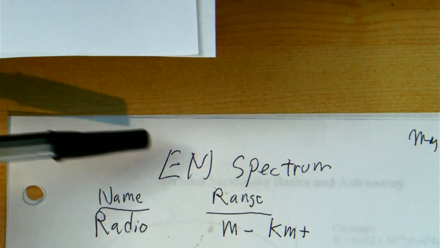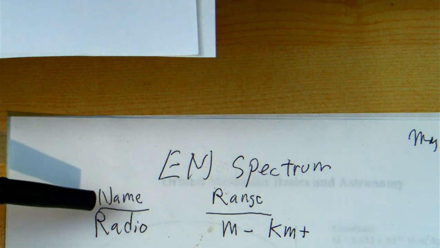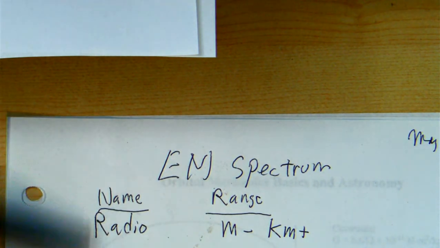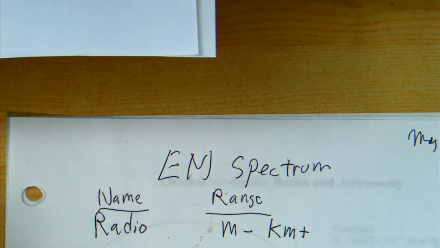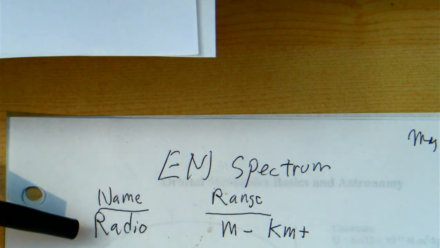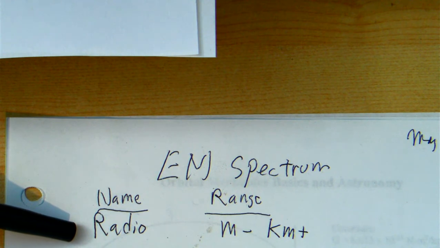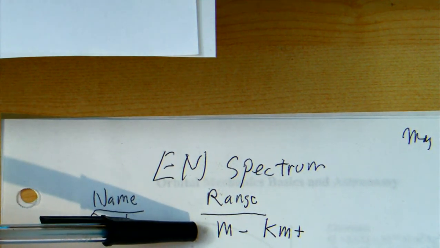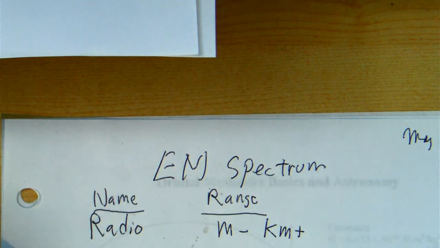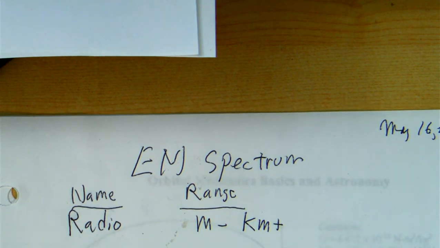So for the EM spectrum, the electromagnetic spectrum, have two columns. First is the name of the region, and the second is what range it entails. Starting off, the first region on the electromagnetic spectrum, the longest wavelength, the lowest energy, would be called the radio wave region. And we're going to say that starts when you have a wavelength of 1 meter and goes up from there. I wrote kilometers with a plus sign, but radio waves can go to hundreds of kilometers in wavelength, and we would still call those radio waves.